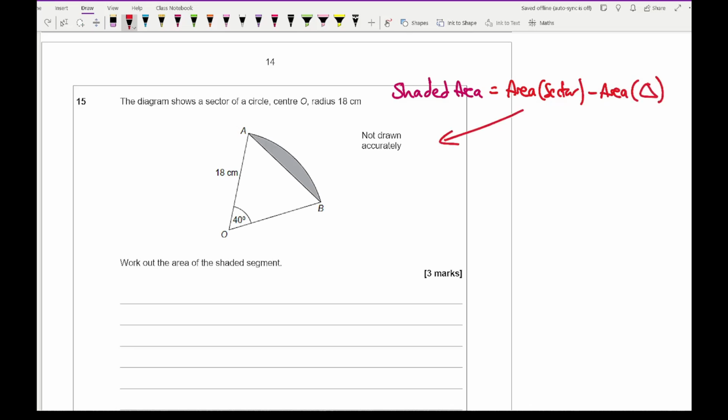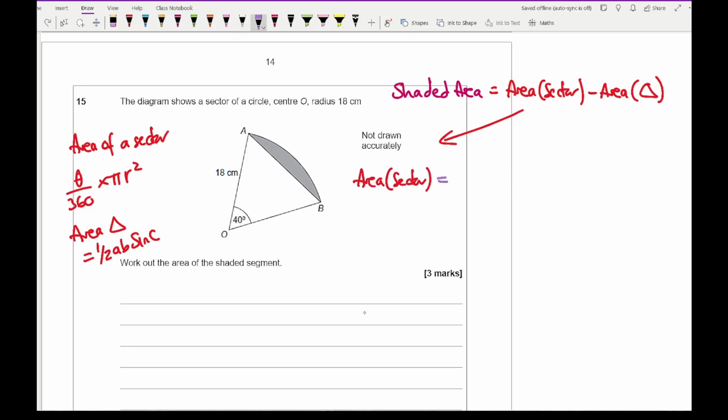Now the area of the sector is, let me just write down the formula. So area of a sector is theta over 360, and because sector is connected to area, it's times pi r squared. Now the area of the triangle that I'm going to be using is going to be half ab sine c. And the reason why I'm going to use half ab sine c is because I don't know the height of that triangle.